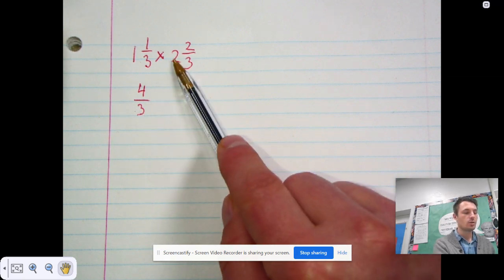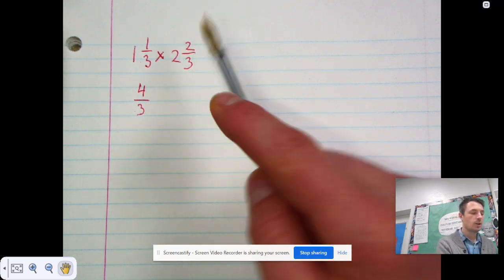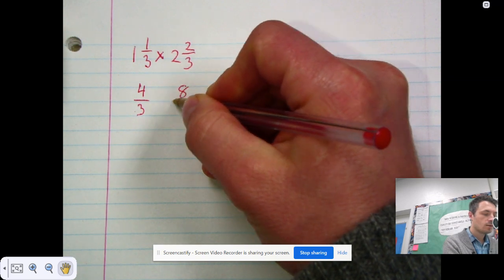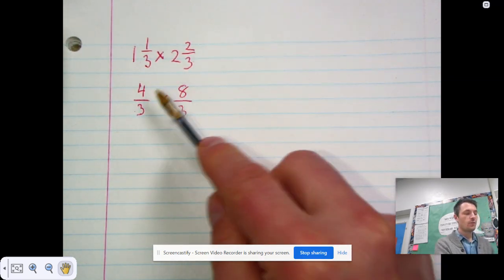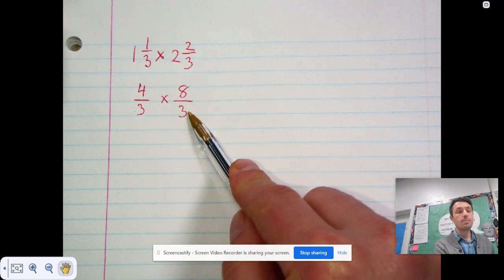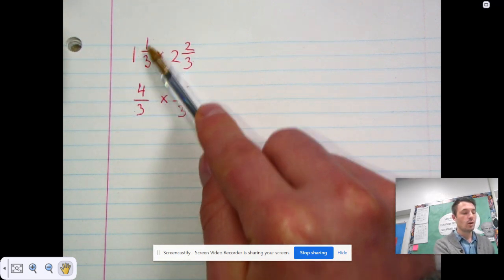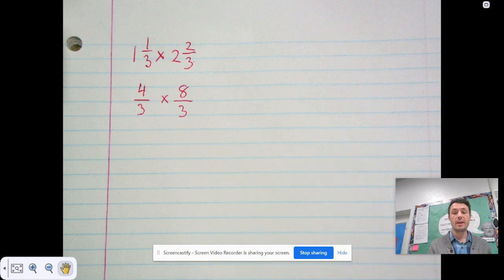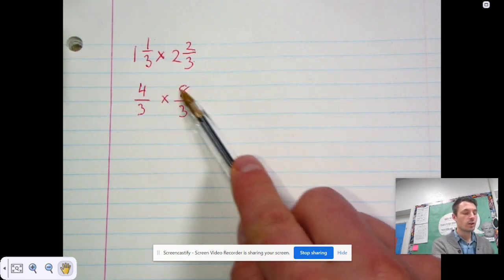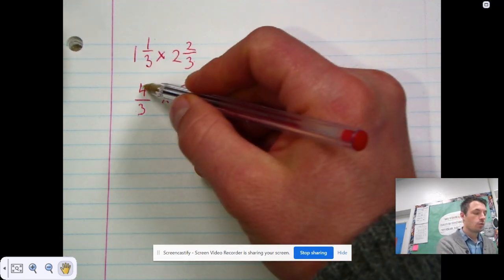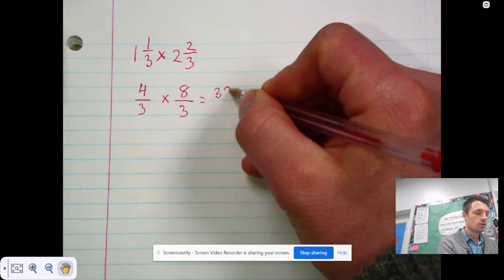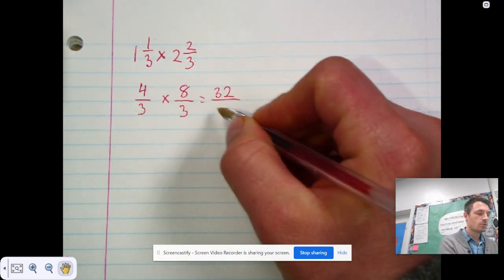We do that same thing here. 2 times 3 is 6, plus 2 is 8, and the denominator 3 stays the same. Now we have 4/3 times 8/3. It means the same thing as 1 1/3 times 2 2/3, but now we can multiply our numerator times our numerator and our denominator times our denominator. 4 times 8 is 32, and 3 times 3 is 9.